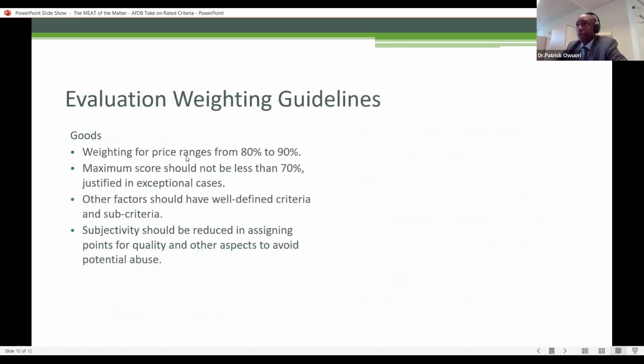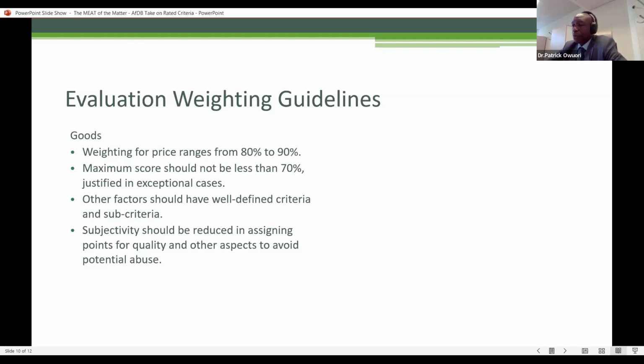Weighting guidelines, as I indicated earlier, so far we have the bidding document for goods ready. And for us, the consideration is still that for goods, the main issue should still be price. So the factor that we have recommended is that we shouldn't go below 70%. 80 to 90% is the most typical range that we've seen for people procuring complex goods.